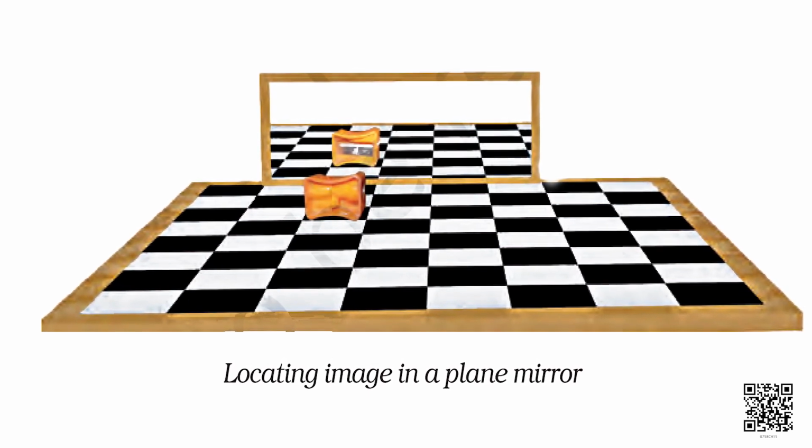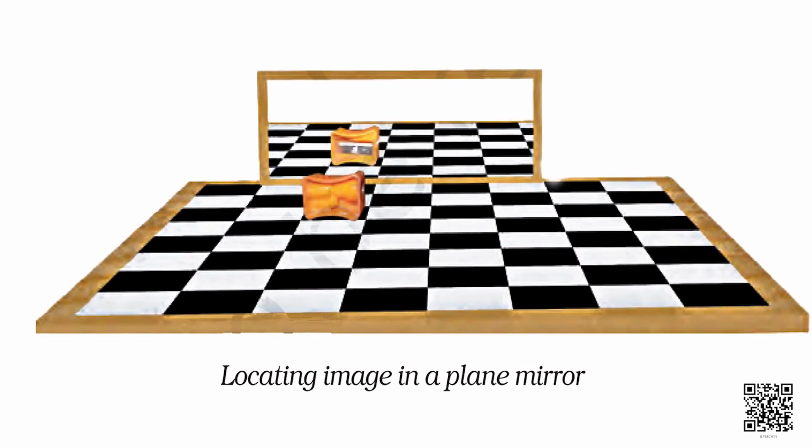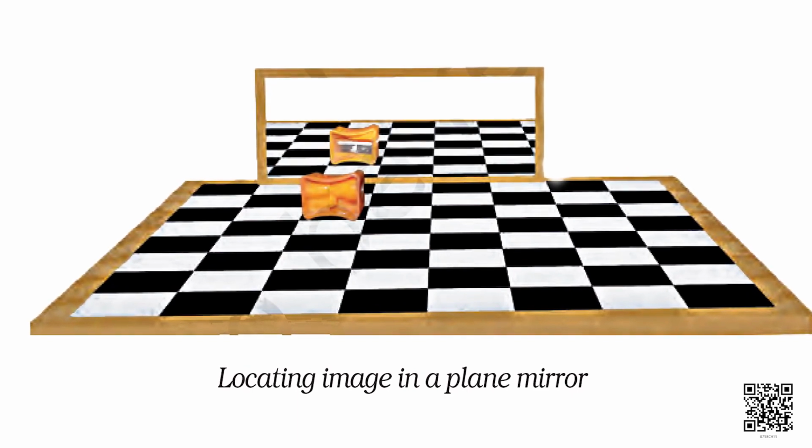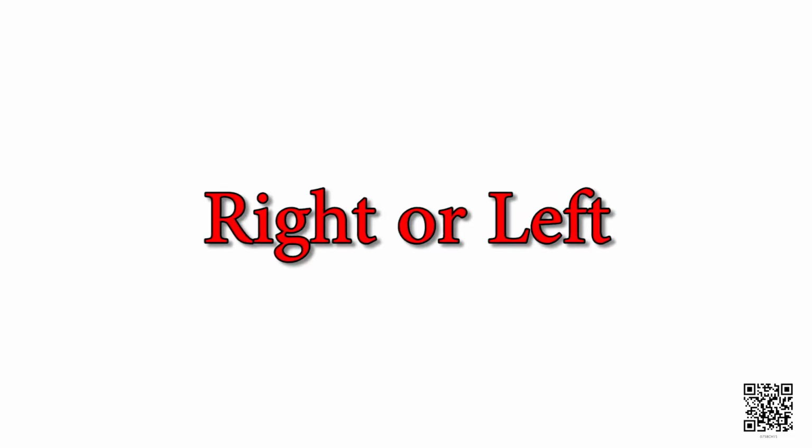So students, you will find that the image is at the same distance behind the mirror as the object is in front of it. We can verify this by placing the object anywhere on the chart paper. So by this we got to know that the distance of the image is the same as that of the object in the mirror. Now moving on to another topic, that is right or left.